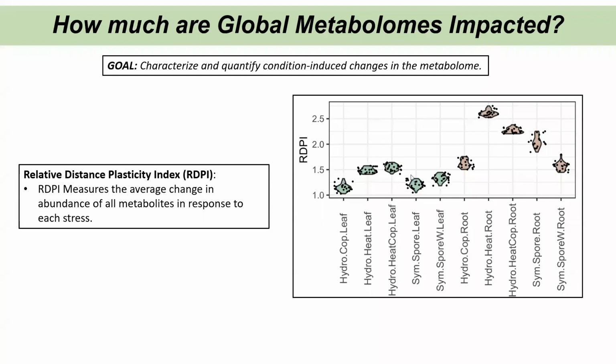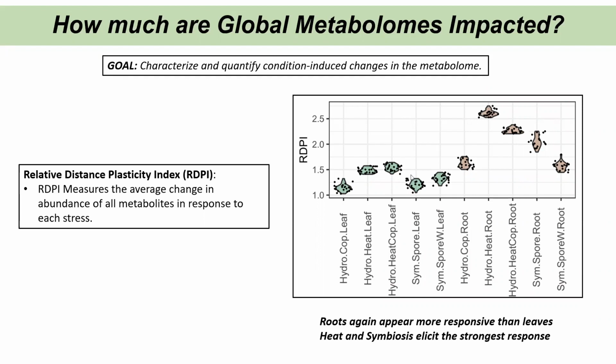What I'm showing you here is each condition with the RDPI. The green plots here are for leaves, and the brown plots are for roots in the different conditions. One of the first takeaways I want to point out is that roots appear more responsive than leaves. If you compare how much the root metabolome is impacted in a particular condition to the leaf metabolome, the root is always higher. Heat and symbiosis elicit the strongest response, especially in the roots. For symbiosis, this makes a lot of sense since the condition is localized to the roots.